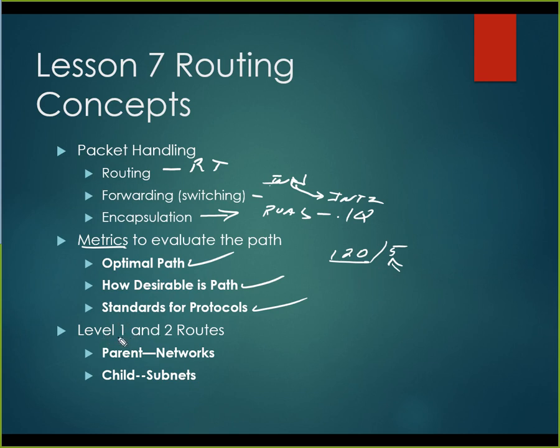When we did routes, we had the level 1 and the level 2 routes. We break routes up into networks and subnets, and whichever is the longest prefix is going to be the preferred route.